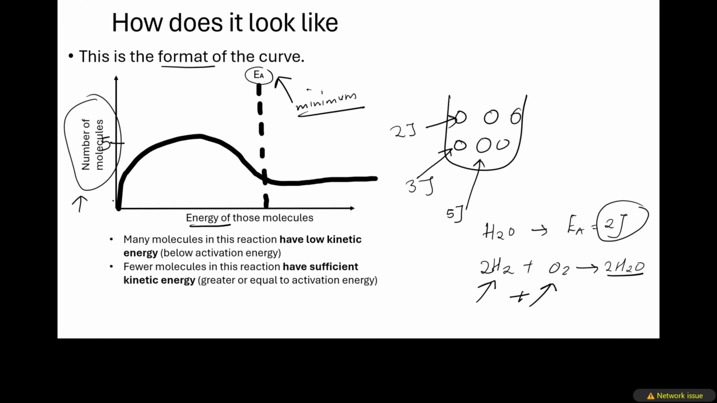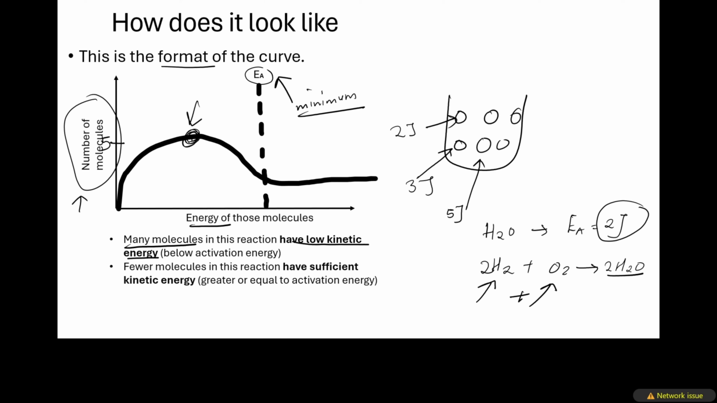So here you can notice in the graph that many molecules in this reaction have got low kinetic energy. By many molecules, I just mean that the number of molecules is many. So you can see that at the top of the curve here, at this part, this is the maximum number of the molecules.